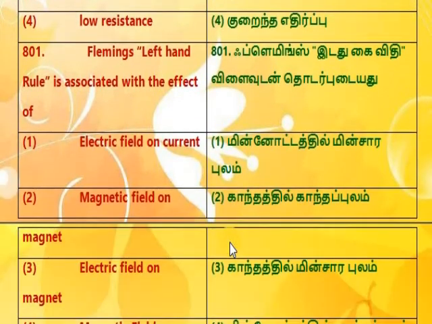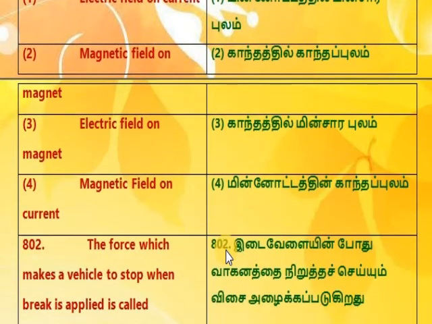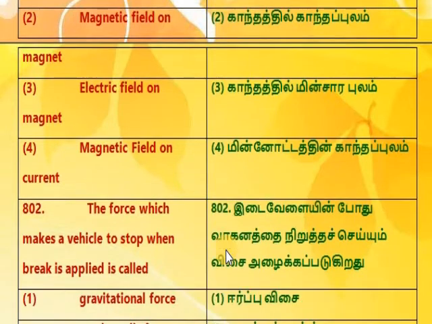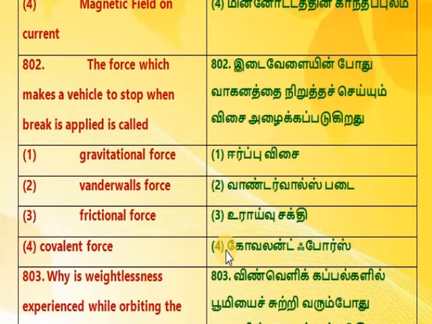801. Fleming's left-hand rule is associated with the effect of, 1. Electric field on current, 2. Magnetic field on magnet, 3. Electric field on magnet, 4. Magnetic field on current. 802. The force which makes a vehicle to stop when brake is applied is called, 1. Gravitational force, 2. Van der Waals force, 3. Frictional force, 4. Covalent force.